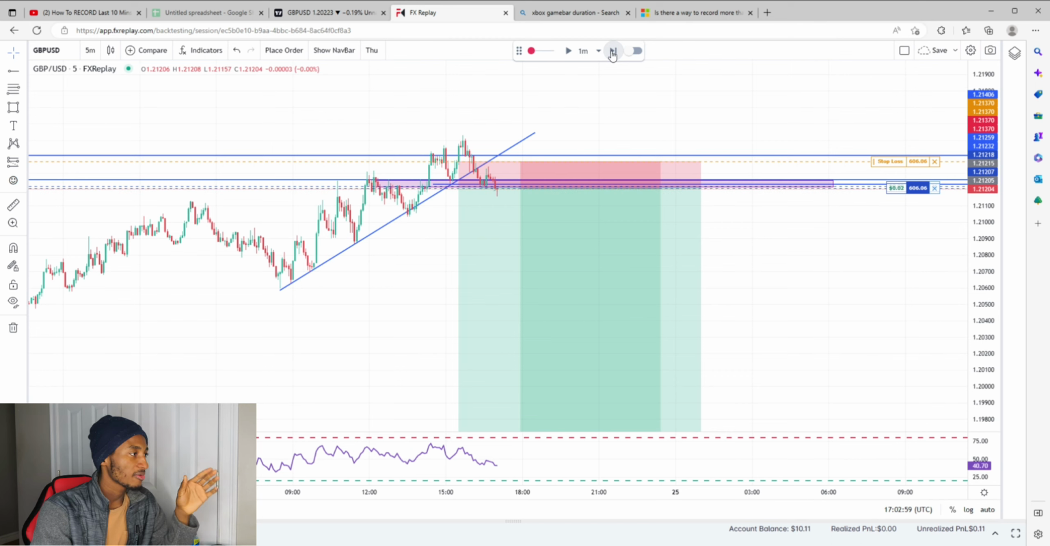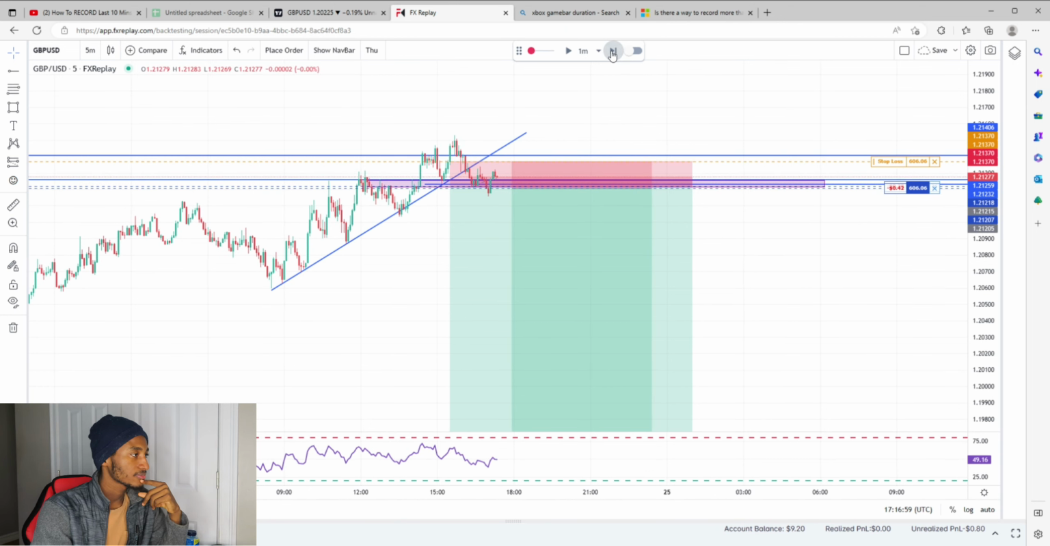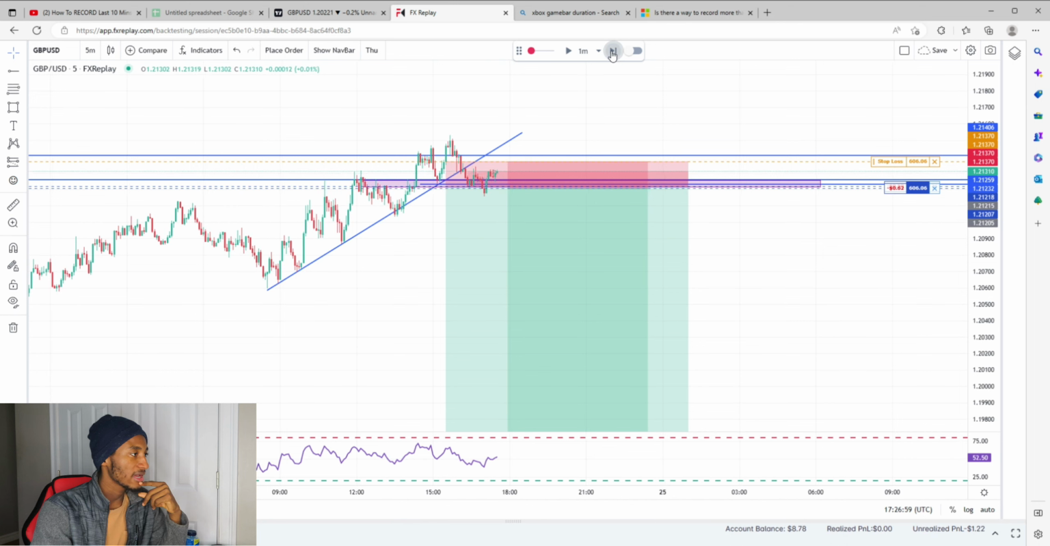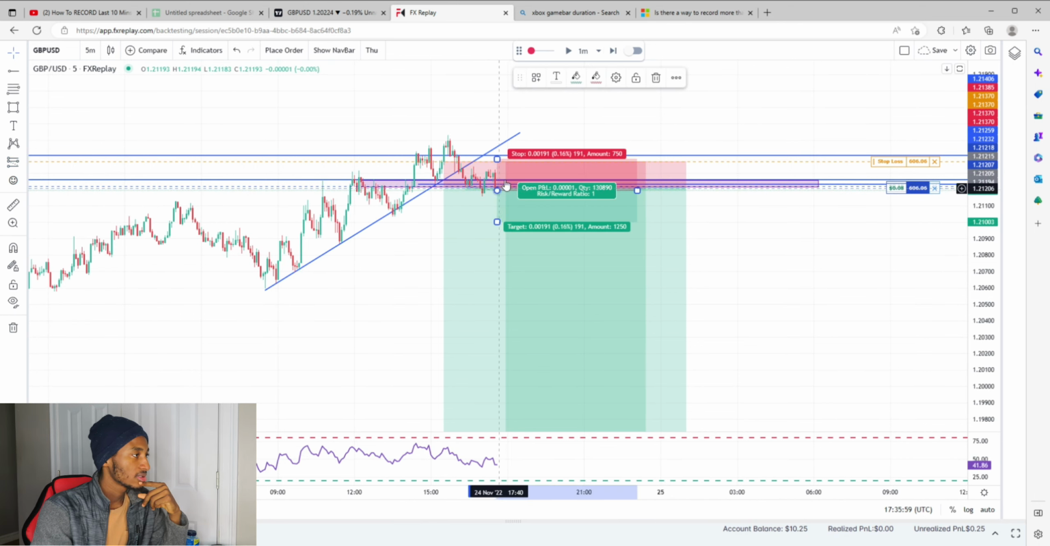So if the market pulls back up, I will take a sell. If you pull back and respect that level, okay, it looks like it's respecting the level. If we pull back down, okay, I'm taking a sell again. It's like it's literally trying to go straight to our stop loss.